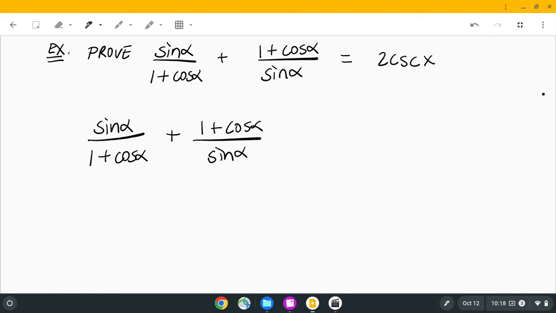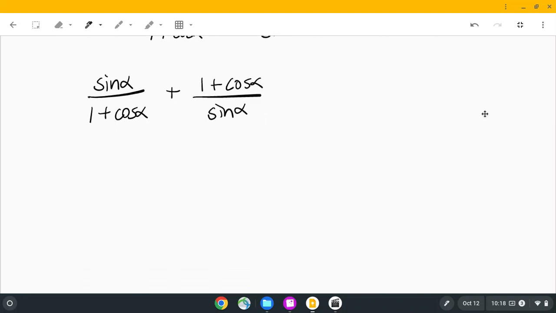Did I write x? It's not an x, it's an alpha. All right, so I am going to start by adding these. I need the LCD, and the LCD is going to be 1 plus cosine alpha times sine alpha.